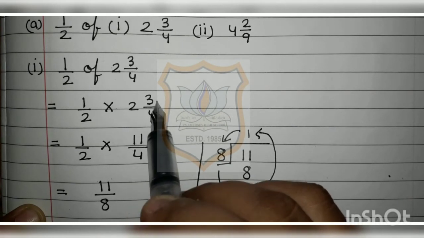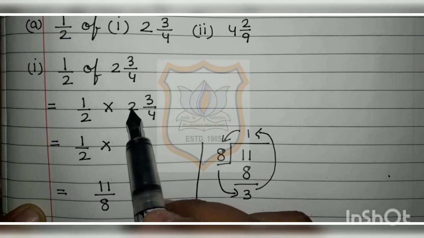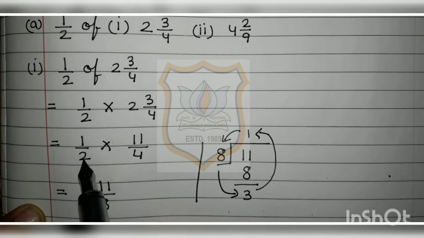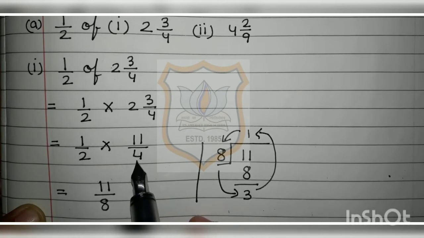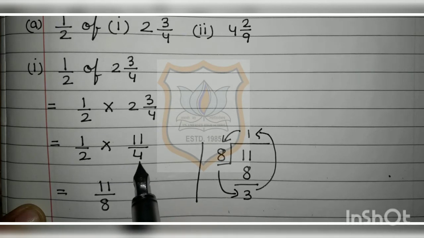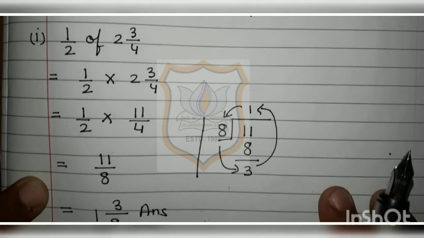Now we will convert this mixed fraction into improper fraction. 4 2s are 8, 8 plus 3, that is equal to 11 upon 4. So 1 upon 2 multiplied by 11 upon 4. Now numerator is multiplied by numerator and denominator is multiplied by denominator. So 1 into 11, that is equal to 11, and 2 into 4, that is equal to 8.